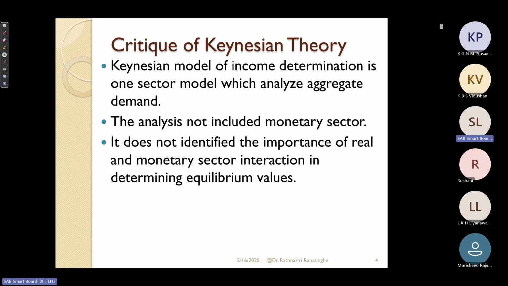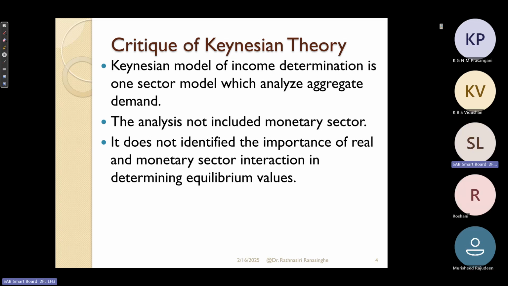So Keynes's analysis is a one-sided analysis. It only looks at the real sector in the economy by analyzing the behavior of aggregate demand and its components, and fails to identify the monetary sector's involvement in determining the equilibrium or explaining the behavior of the overall economy. That is the main criticism. So we need to look at the interaction between the real sector and the monetary sector. That is done by the IS-LM model by J.R. Hicks. So what are IS and LM?